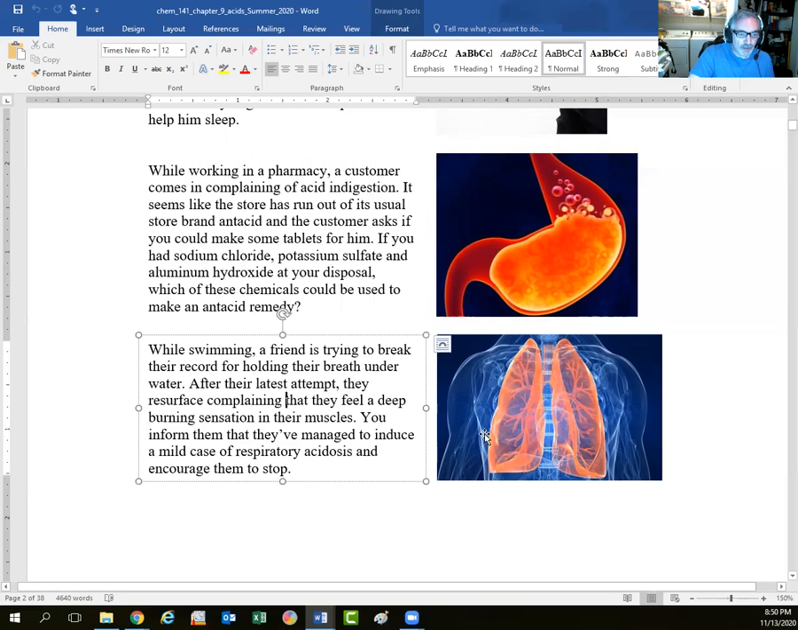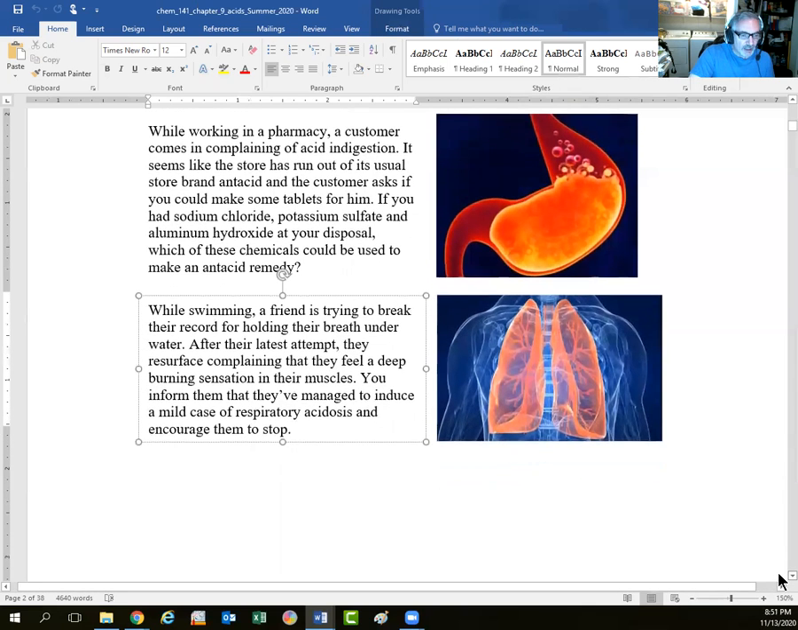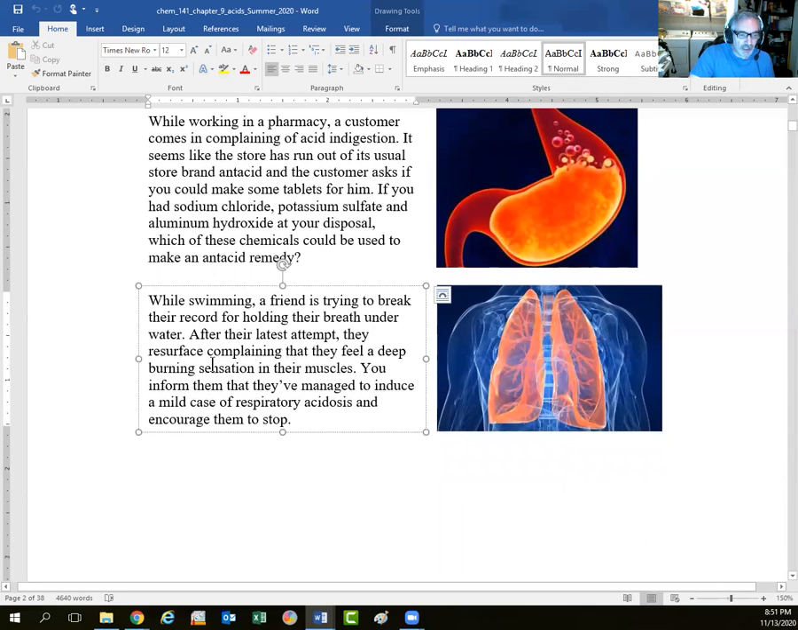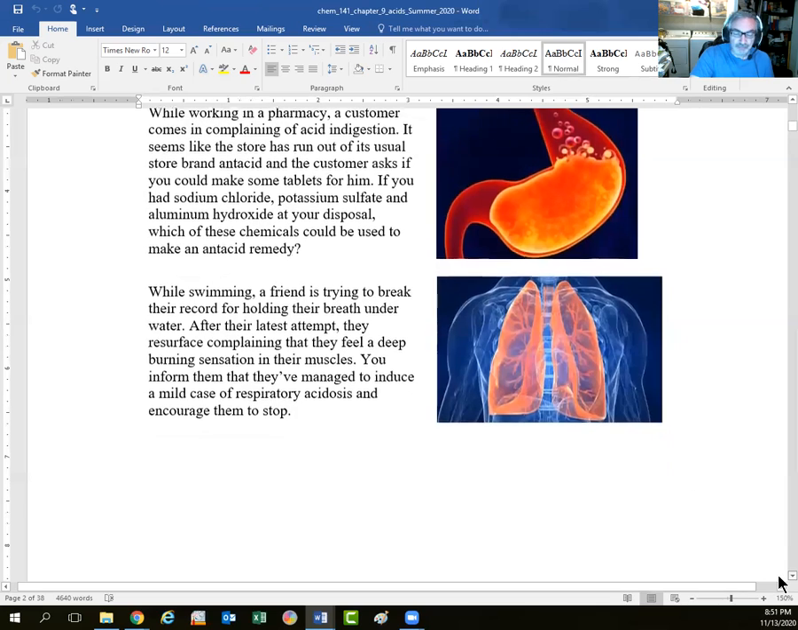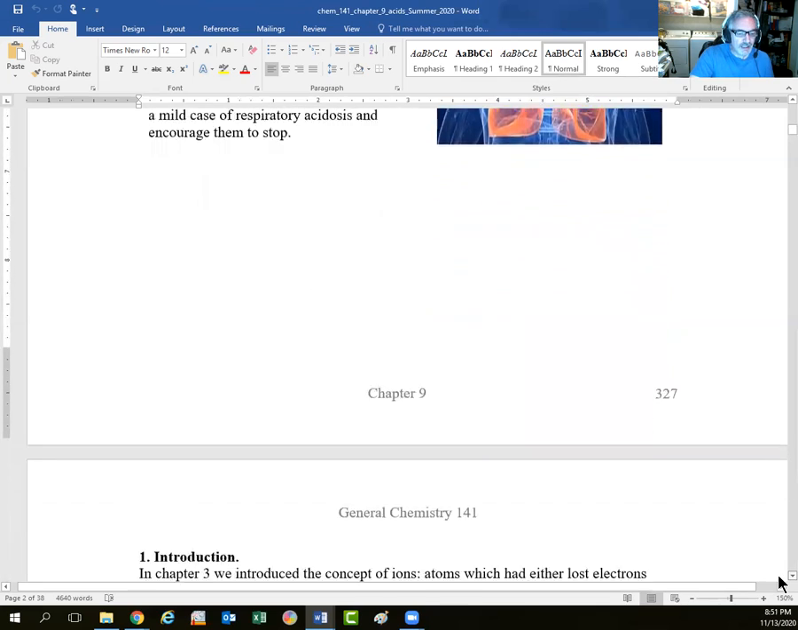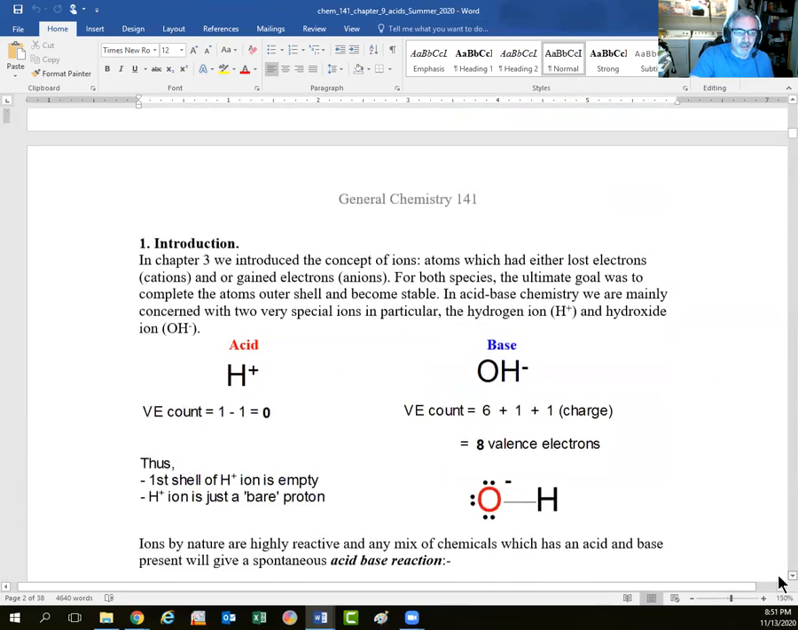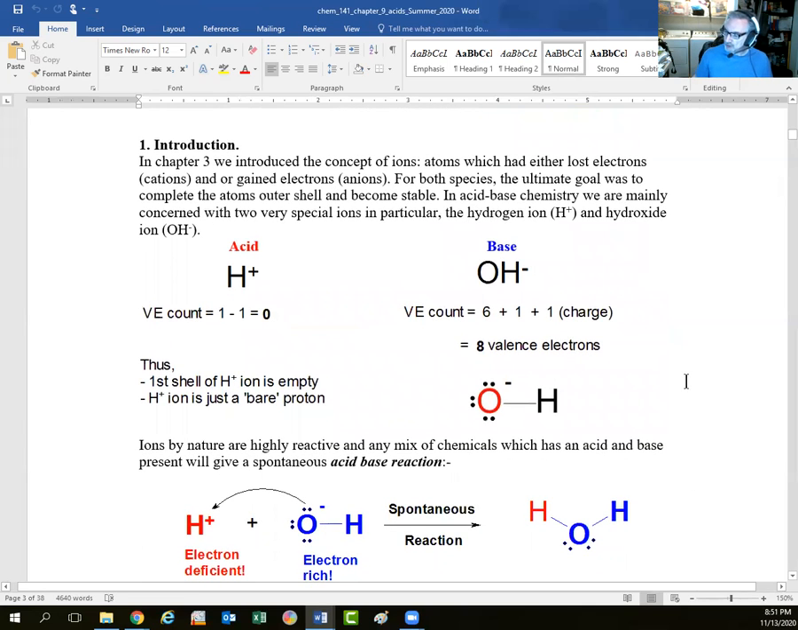Then you're swimming with a friend, they're practicing holding their breath underwater, and they come back up to the surface complaining of a burning sensation in their muscles. You inform them that they've managed to induce a mild case of respiratory acidosis. What does this mean, and how exactly did they manage to make this happen? That's the kind of chemistry that we'll be coming across in this chapter.